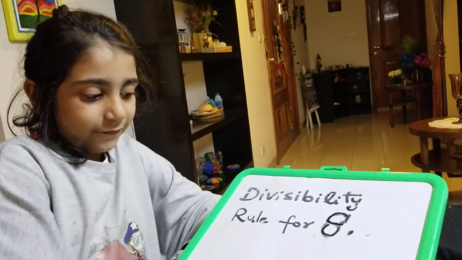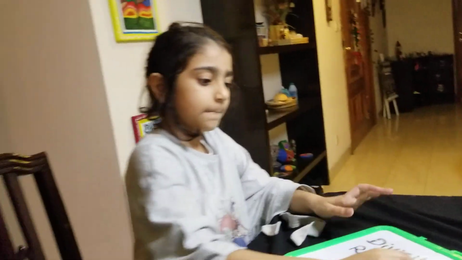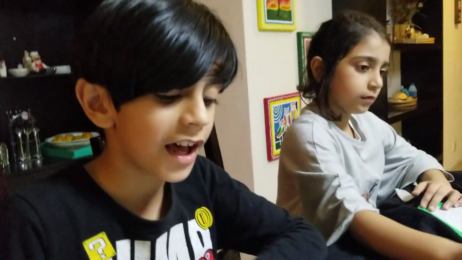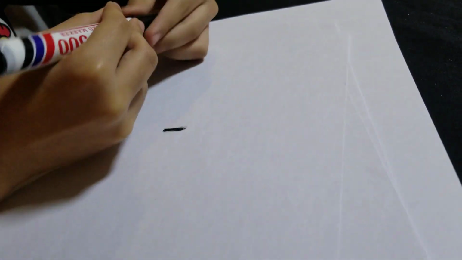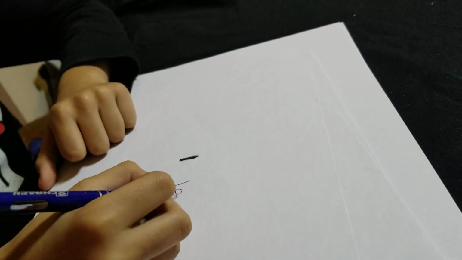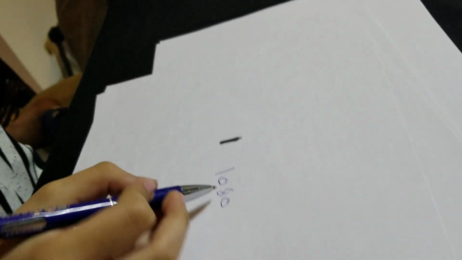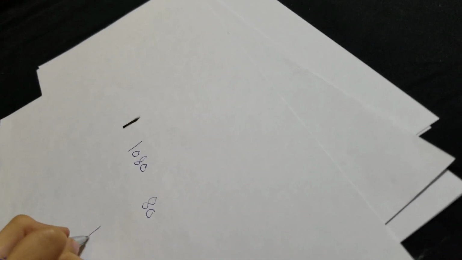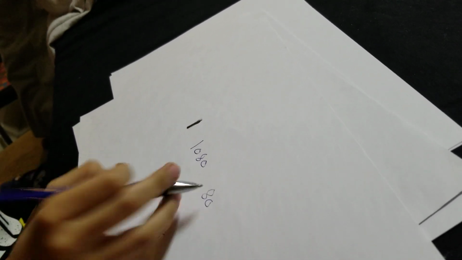Divisibility rule for 8. Oh, this is a hard one, right? To check divisibility for 8, the last 3 digits should be divisible by 8. How about we take a 1,000 number, maybe 1,080. The last 3 digits are 080, so 80 is divisible by 8, 10 times 8. So this number is divisible by 8.